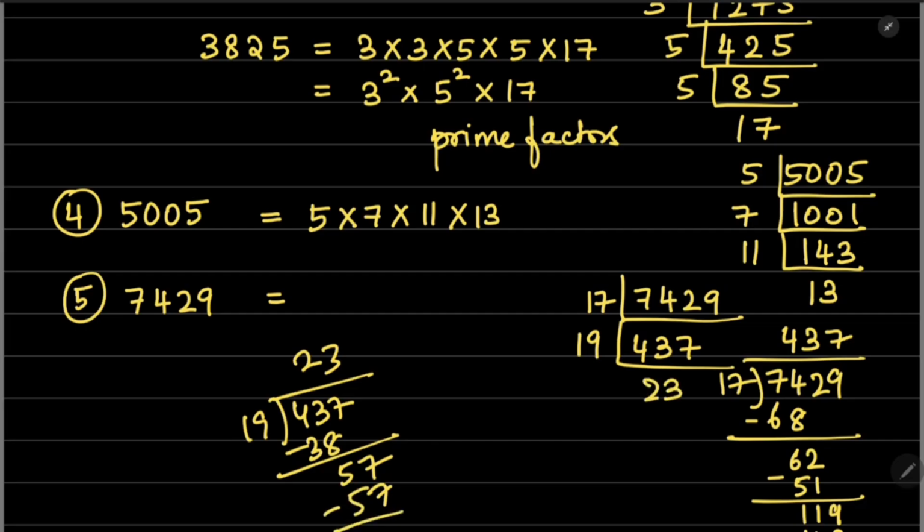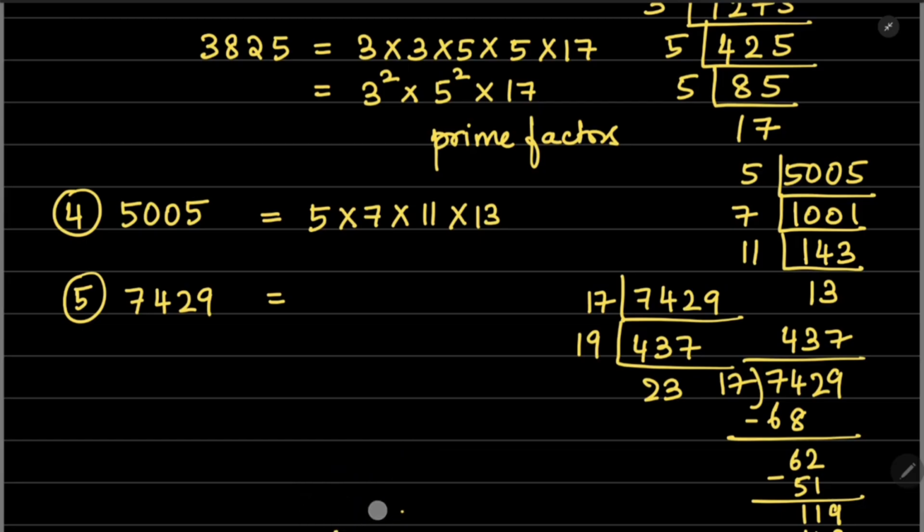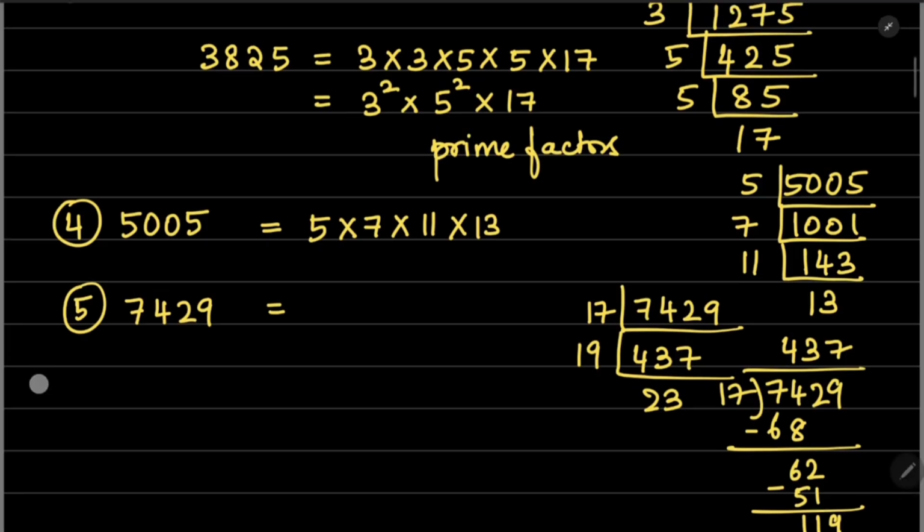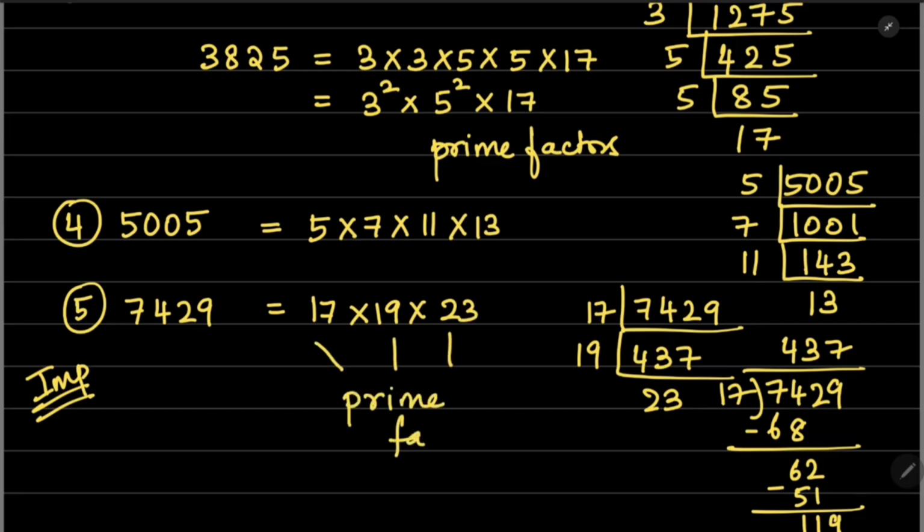So this is a problem which will take a lot of time because none of the initial few small prime numbers are divisible, isn't it? So here this question is a little tricky question, but please do make it a point to not leave it as such. So here the primes are 17 multiplied by 19 multiplied by 23. All of these are prime factors. So this is the answer.